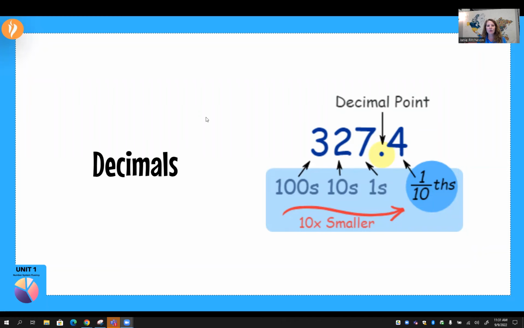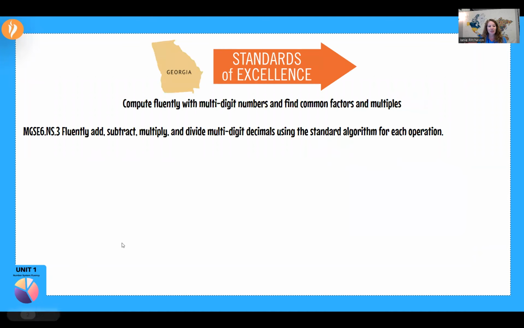So we are going forward with our sixth grade standards. We're going to work a little bit more this week with decimals, but thankfully that does not include division. I think you guys got tired of dividing last week. So let's move on to addition, subtraction, and multiplication.